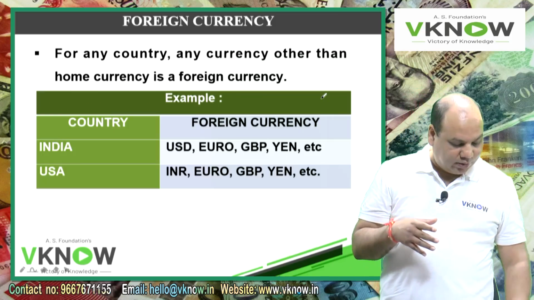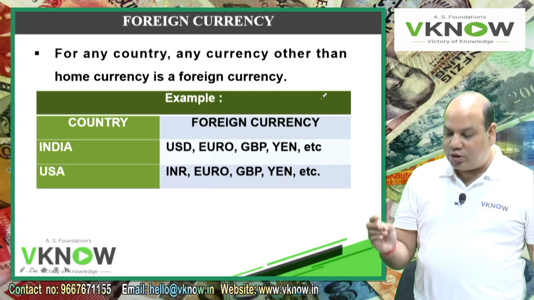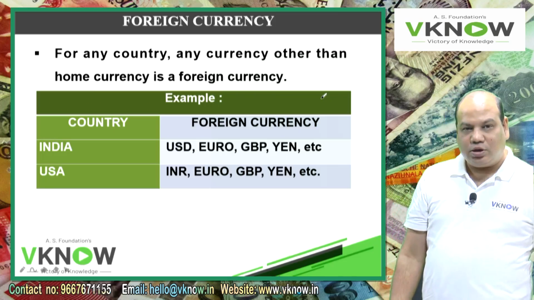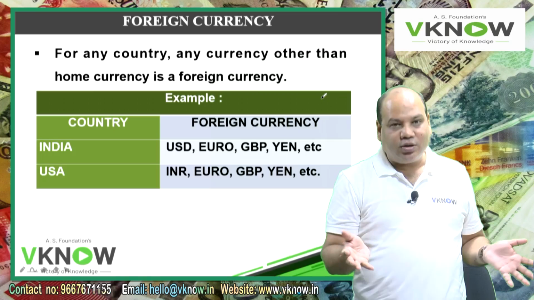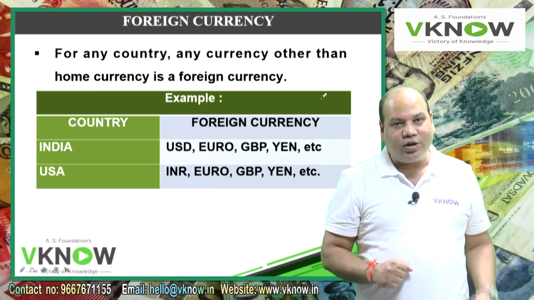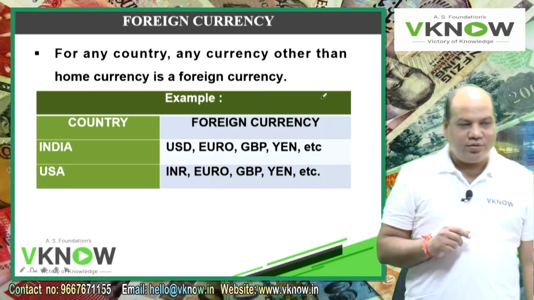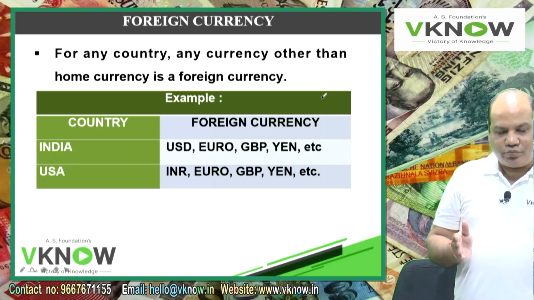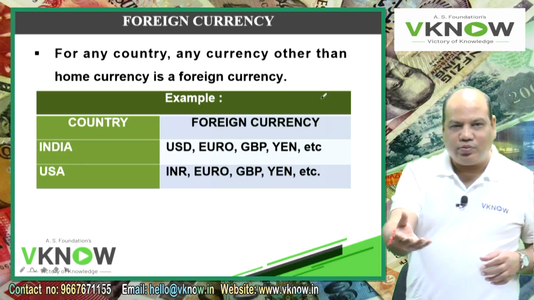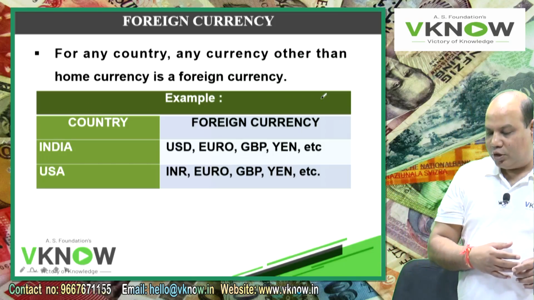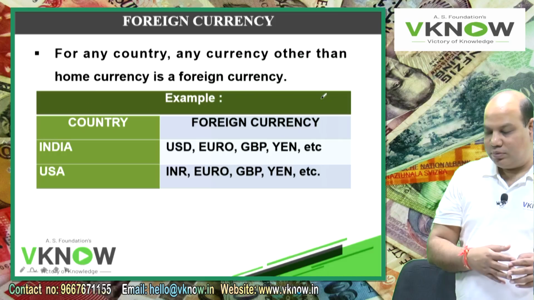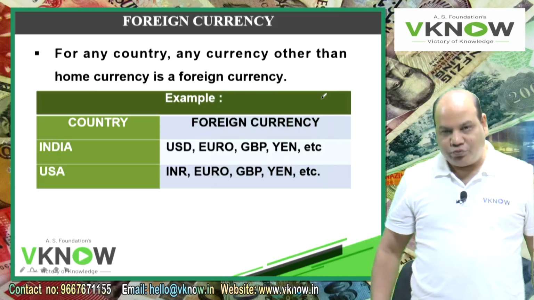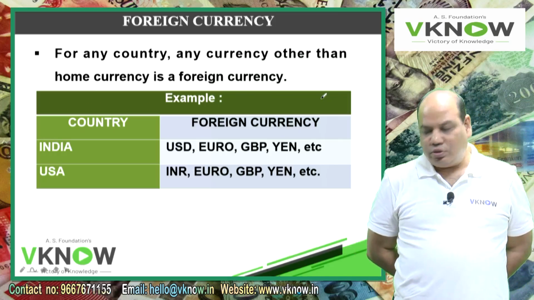you fill in the blanks, that table. The foreign currency would be USD, Euro, GBP, Japanese yen, etc. But suppose you are an American, the Indian rupee becomes a foreign currency for you. So for USA, INR is a foreign currency. So these are relative terms. What is home currency will define what will be the foreign currency. For India, USD is foreign currency, but for USA, Indian rupee is foreign currency, and also Euro, JPY, yen, etc. So keep writing wherever you want to write.